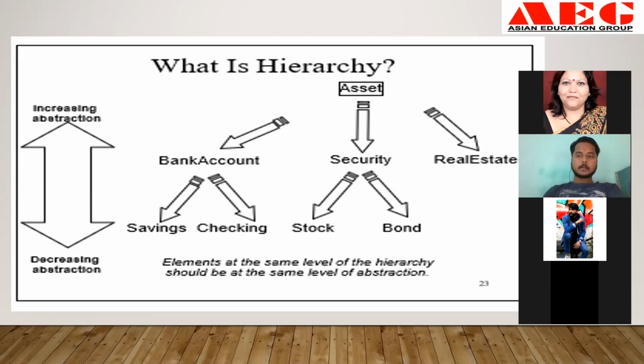So for example, asset. If you are talking about the asset of a person, asset can be anything. It can be a bank account, security, or real estate. Further, if you go down, you ask the same person, what is a bank account? He can say that it is a saving account, checking account, or current account, whatever. If you talk about security, then it will be like stock or bond. So it is a top-down approach, asset to bond, stock, or lower levels of hierarchy.